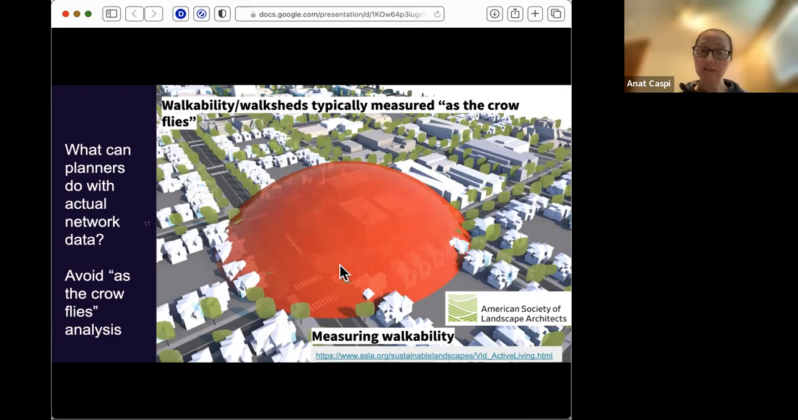But the actual network data that we're proposing will give a lot more definition and granularity of information to these kinds of concepts. So right now, if you say 15-minute city, you really just mean what's within the 1.5 mile radius of X. But really what we want to ask is, is the infrastructure really there to support all people to reach those destinations within 1.5 miles?